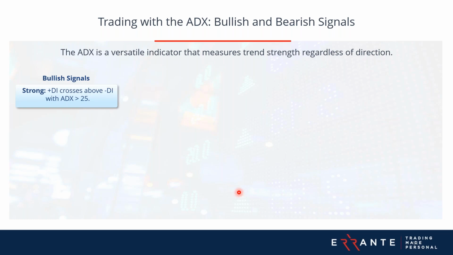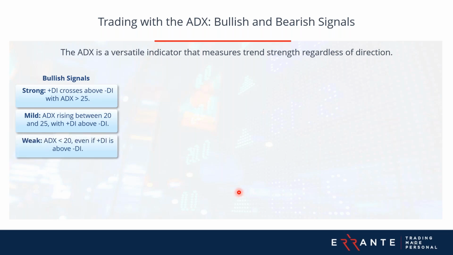Let's start with the bull market. A strong bullish signal is when the plus DI crosses above the minus DI and the ADX is rising above 25. If you see these two conditions, it indicates a strong upward trend. Also, we can generate a mild signal using ADX, which is seen when the ADX is rising towards 25 or hovering around 25, with plus DI already above minus DI, suggesting that the trend is gaining strength, but not that profoundly.